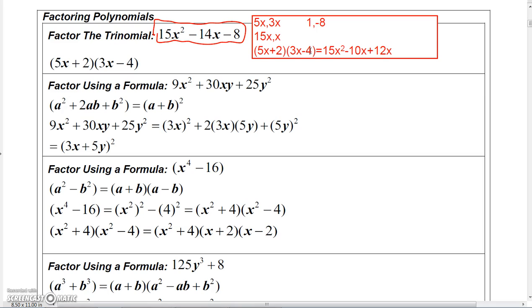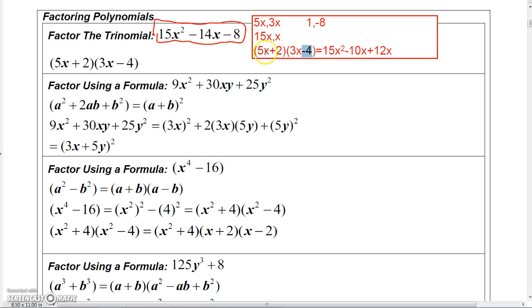Let's switch them around. Okay, because, see, 2 times -4 is still going to give me -8 for the last term, right? So that's really the main thing. Just make sure we keep the terms that are going to give me 15x squared and minus 8, and then just keep working until we find the right combination to give me the middle term, excuse me.